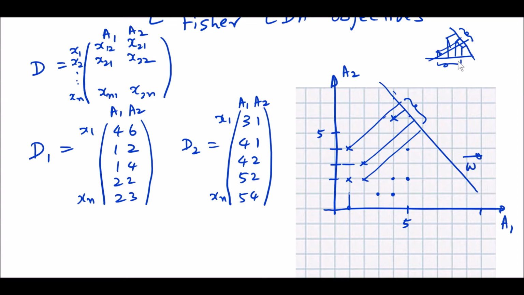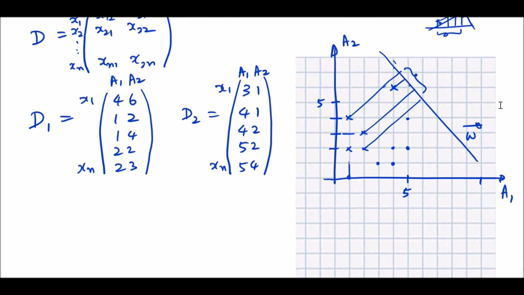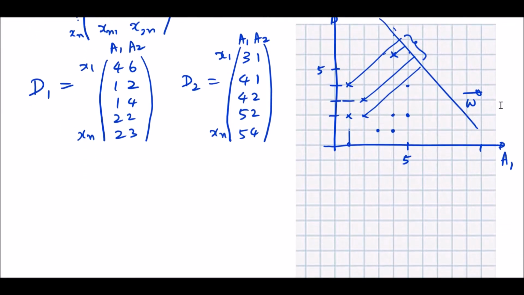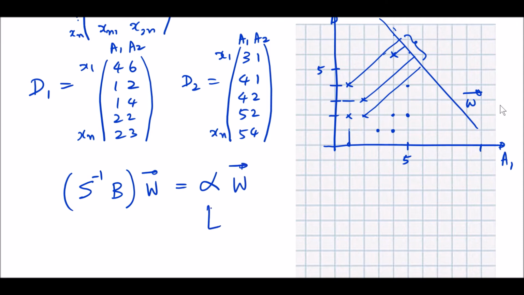This w vector can be calculated by a simple equation. Again, I'm not going to show you how this equation is obtained. We can show that in another video, but for the moment I am going to use it as it is. This is a very important equation: S inverse B times w is equal to alpha times w. So alpha are the eigenvalues. This is an eigenvalue problem, the eigenvalues of this matrix. This matrix is interesting.